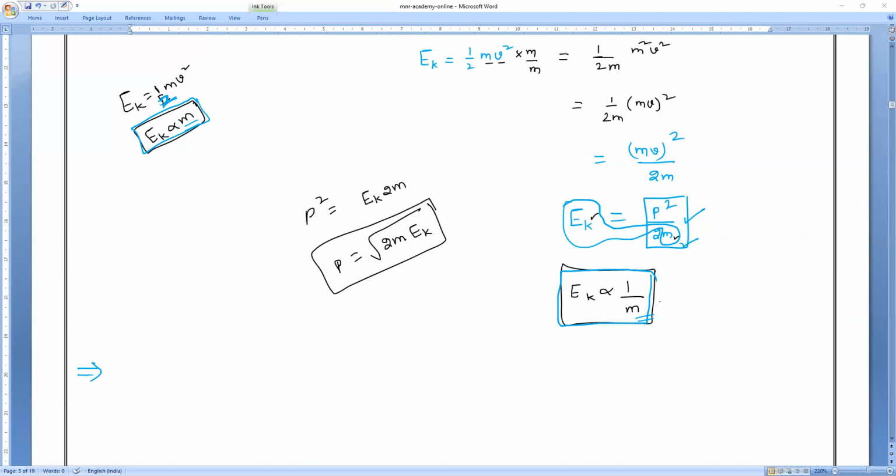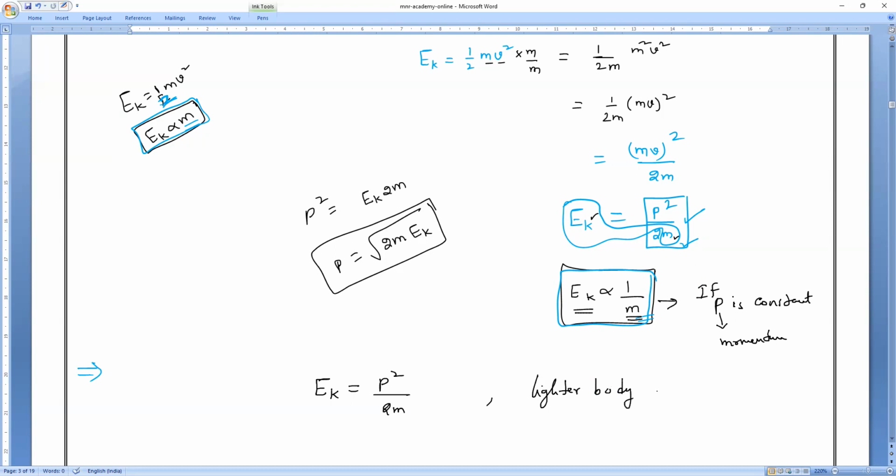Momentum remains constant. P means momentum, not power. Then what is the relation between kinetic energy and mass? Inversely proportional, because EK equals P square divided by mass. So, which will have more kinetic energy, lighter body or heavier body?